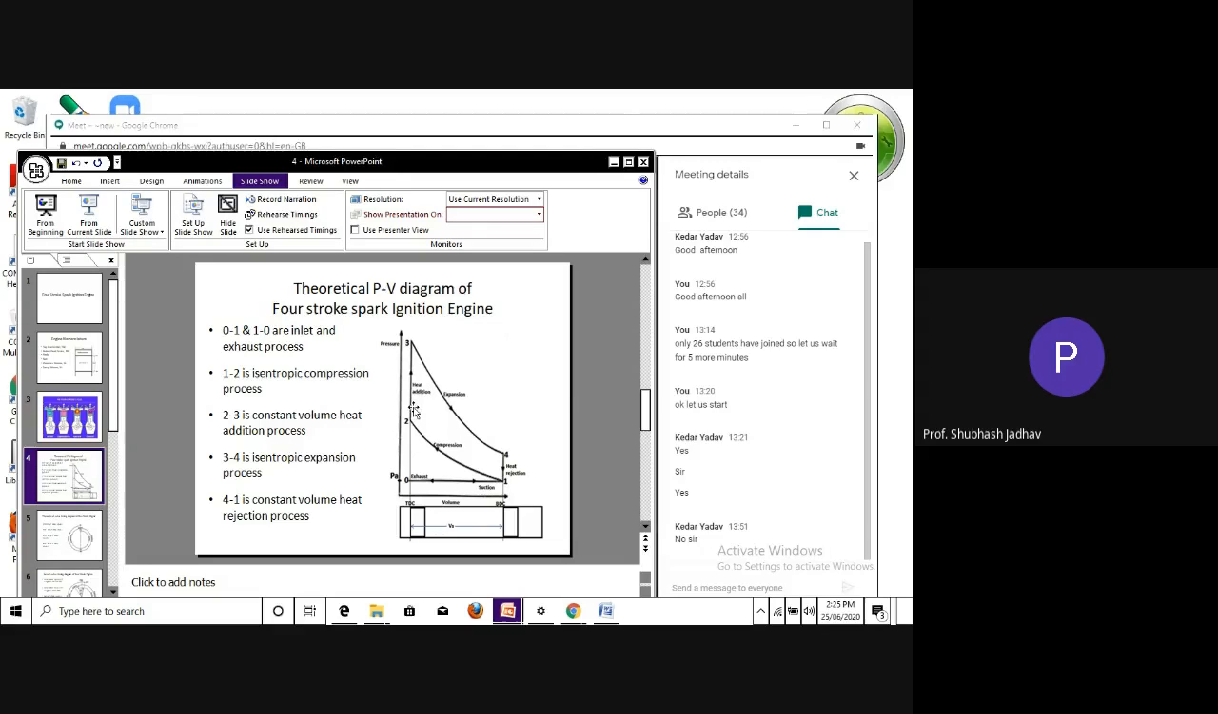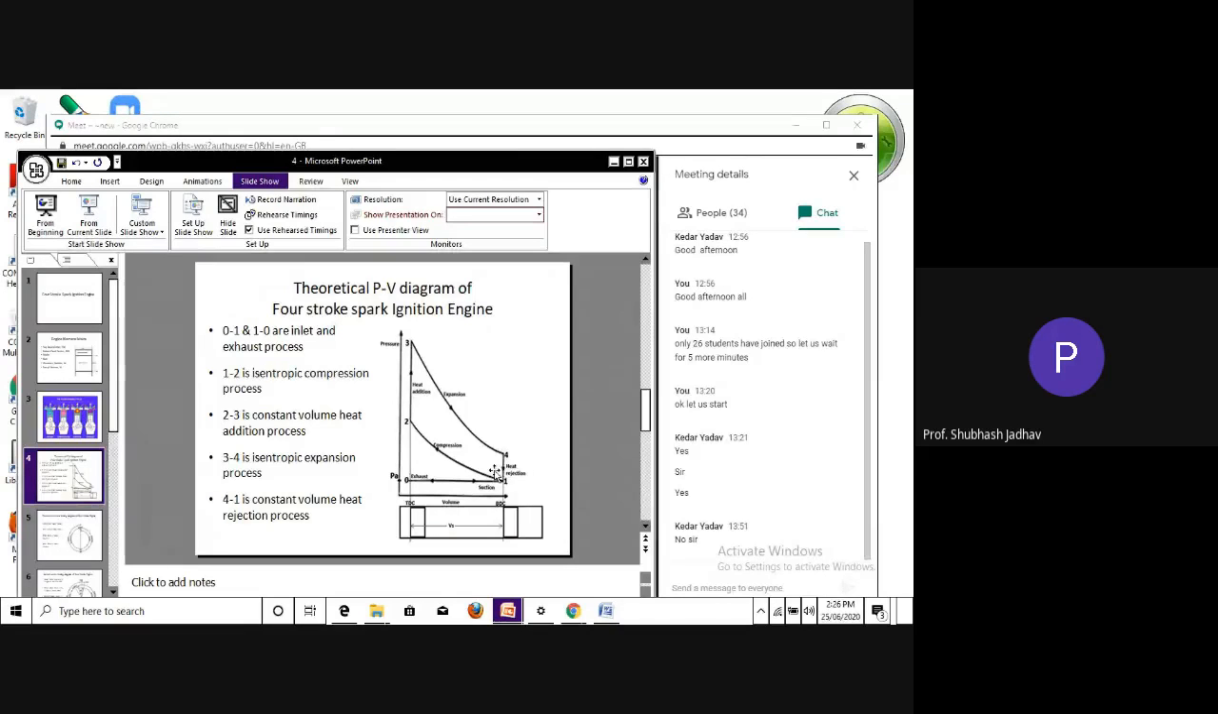Now in between, which lines are remaining? This line and this line. What does this line correspond to? This line corresponds to the constant volume heat addition process, which is assumed to happen when combustion happens inside the combustion chamber. We assume that it is happening at constant volume, that is, when the piston is at top dead center. So we are assuming here that the complete combustion process happens in a very negligible amount of time, correspondingly when the piston is at top dead center.